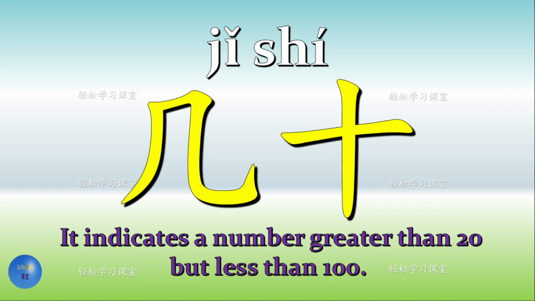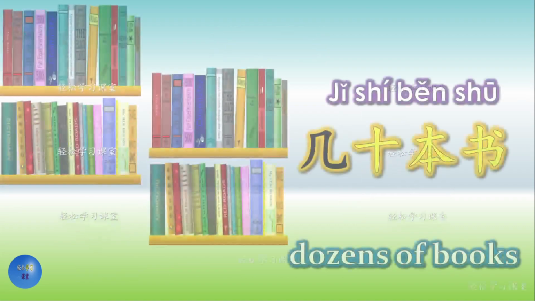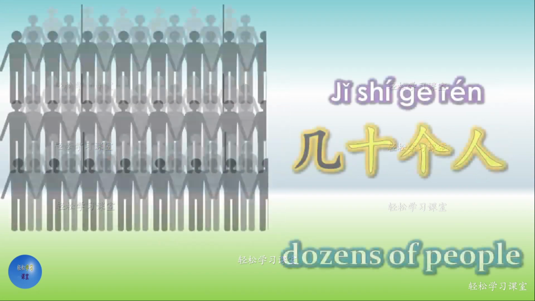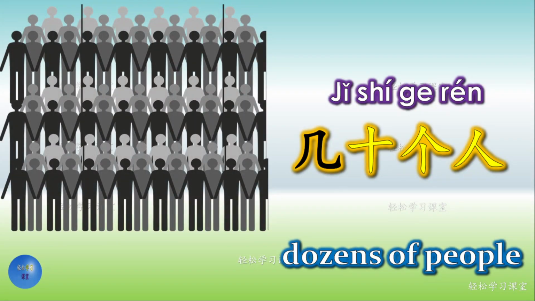几十 It indicates a number greater than 20 but less than 100. 几十本书 Dozens of books. 几十个人 Dozens of people.